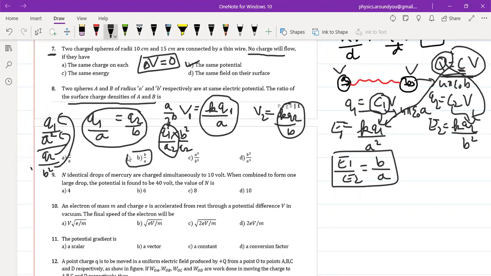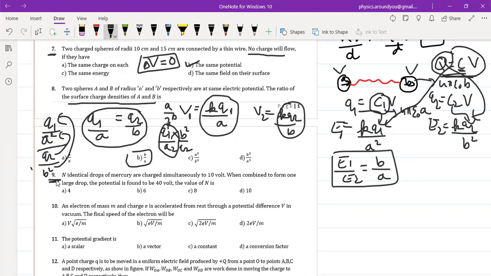Since they are at the same potential, I can use the potential of a sphere, simple formula, KQ1 by A equal to KQ2 by B. So Q1 by A should be equal to Q2 by B. They are not interested in Q as such. They want to know how it is distributed. Surface charge density is charge by area. So therefore, we have Q by A square over there.